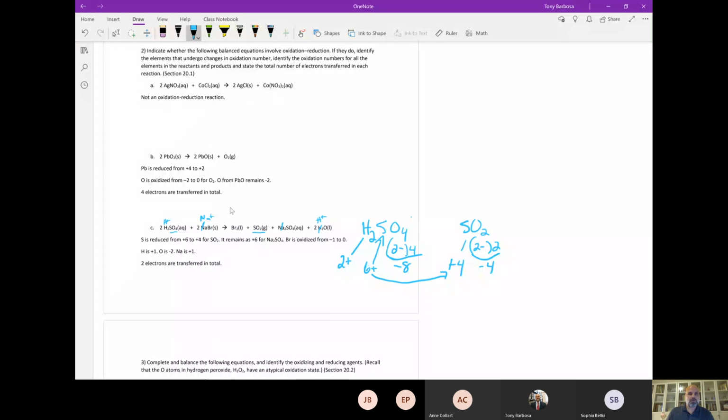And then we have our bromine. In terms of sodium bromide, NaBr, if sodium is +1, bromide has to be -1. We know that bromides are -1 because they're halogens. And then that's going over to Br2, which is in its elemental form, so this is going to be 0. So we're going from -1 to 0 for bromine. And did we cover anything else?